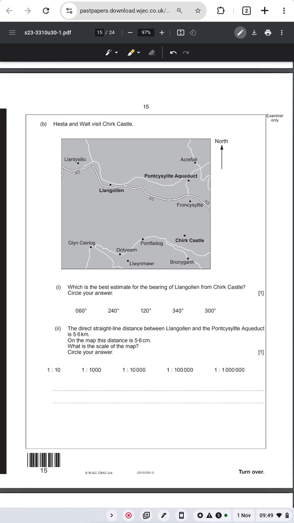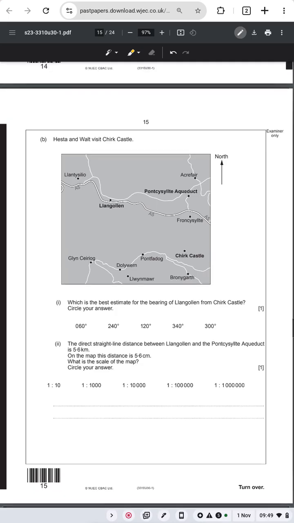Okay, Hestia and Walt visit Chirk Castle. Which is the best estimate for the bearing of Llangollen from Chirk Castle? So Chirk Castle is here. We take the bearing all the way around in a clockwise direction from the north. So this is above 270. So it's going to be either 300 or 340. That looks to me more like 300. We could just check that with a protractor in the exam.